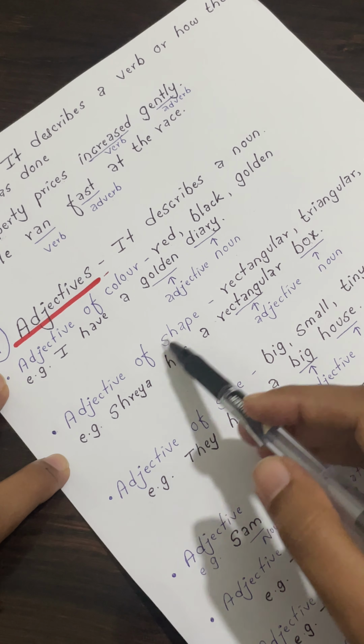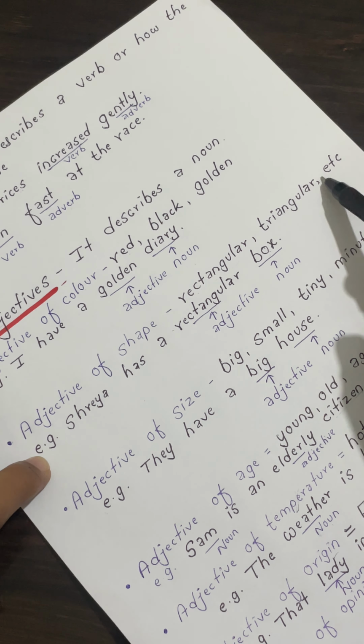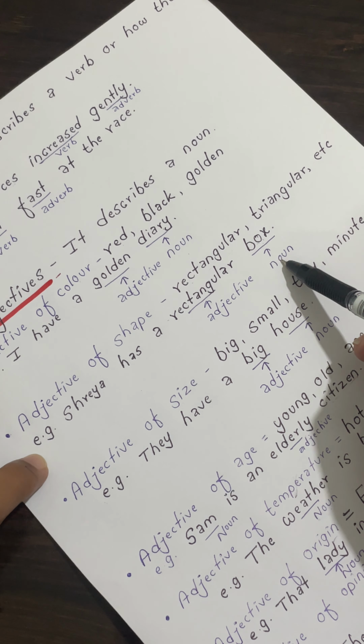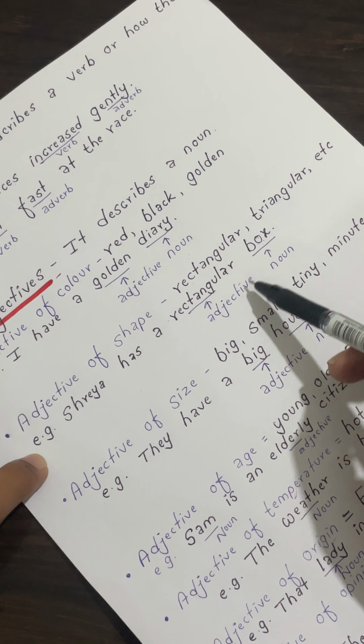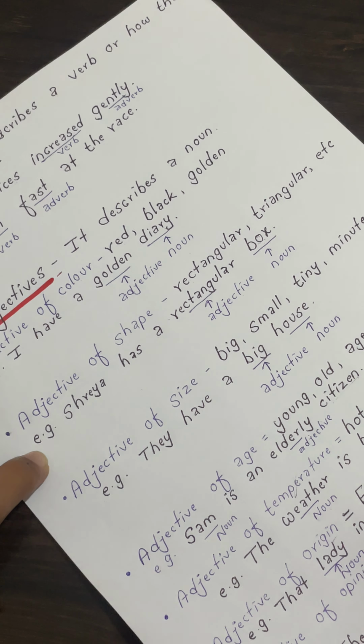The second we have is adjective of shape such as rectangular, triangular and so on. Shreya has a rectangular box. Here box is a noun, rectangular is an adjective. So what kind of box does she have? She has a rectangular box.